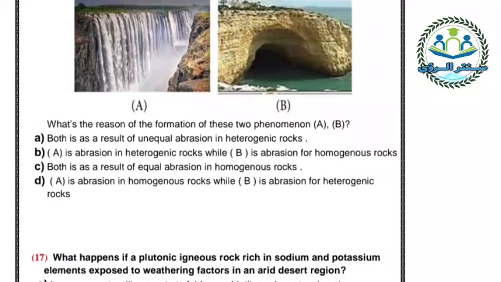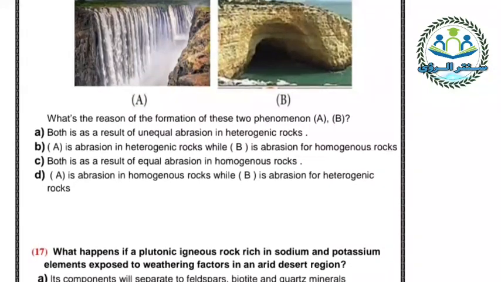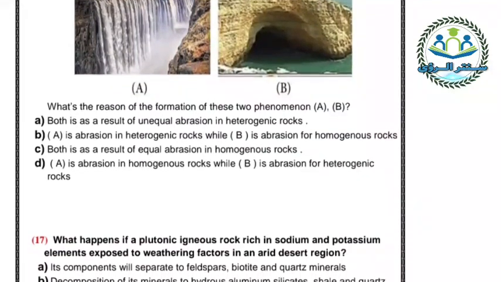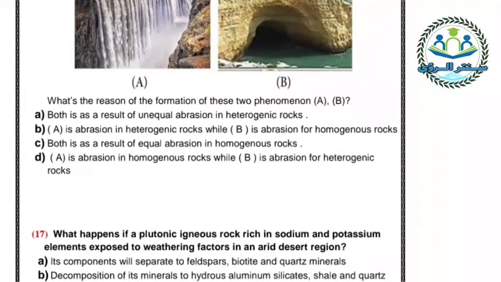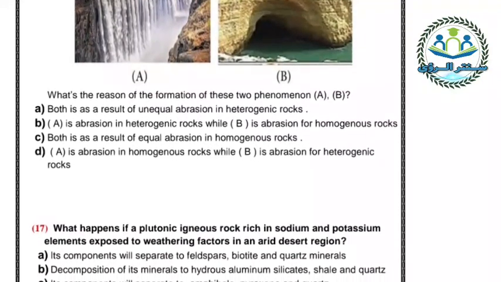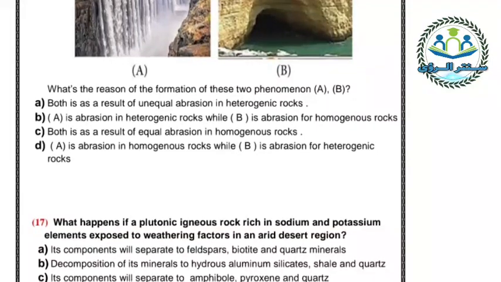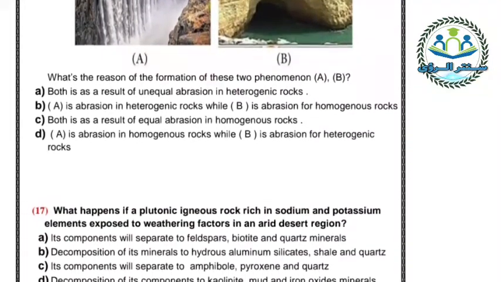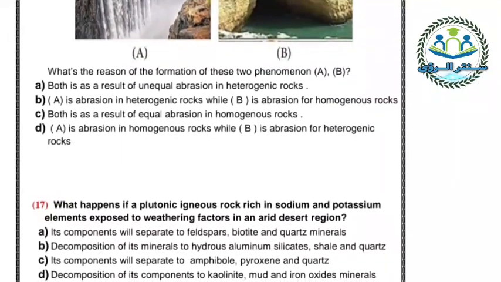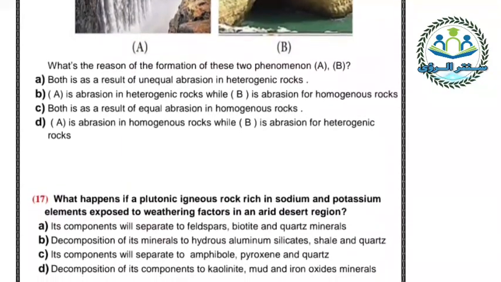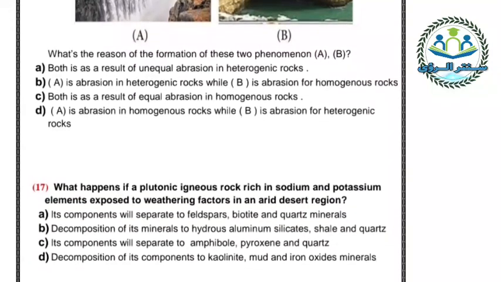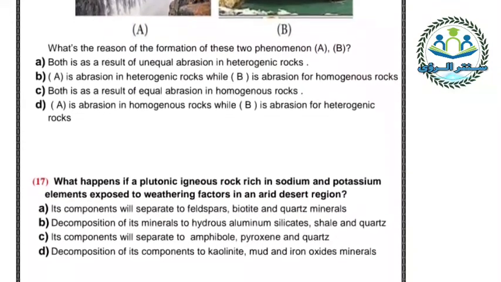17. What happens if a plutonic igneous rock rich in sodium and potassium elements is exposed to weathering factors in an arid desert region? A. Its components will separate to feldspars, biotite and quartz minerals. B. Decomposition of its minerals to hydrous aluminum silicates, shale and quartz.